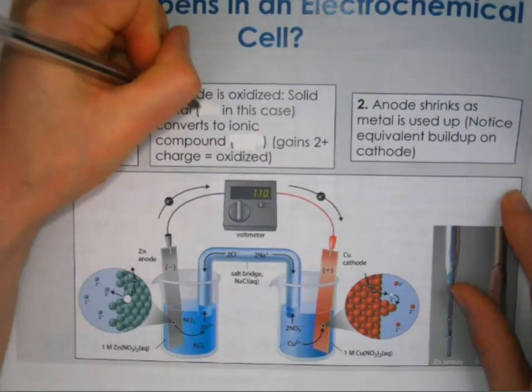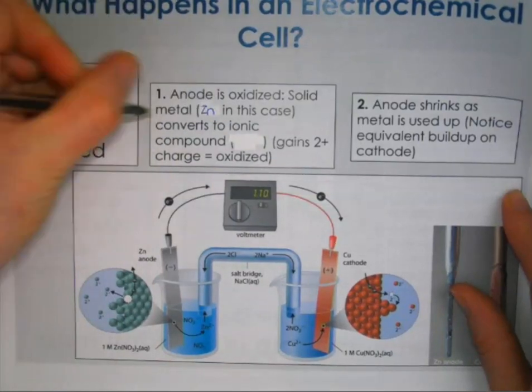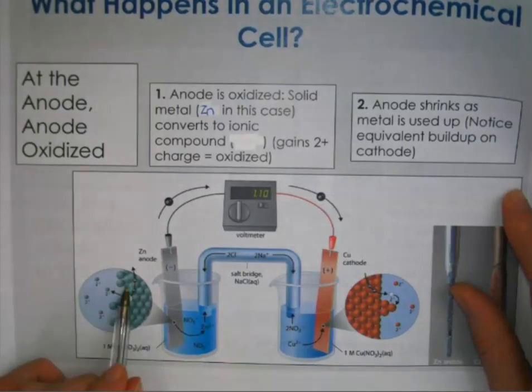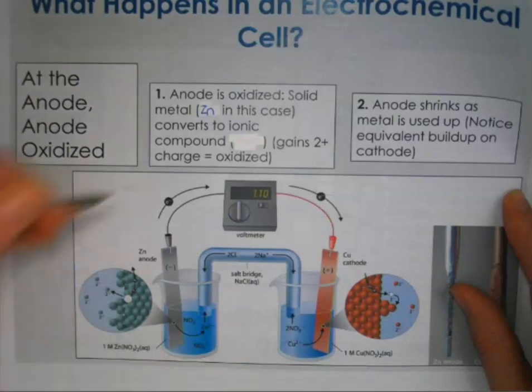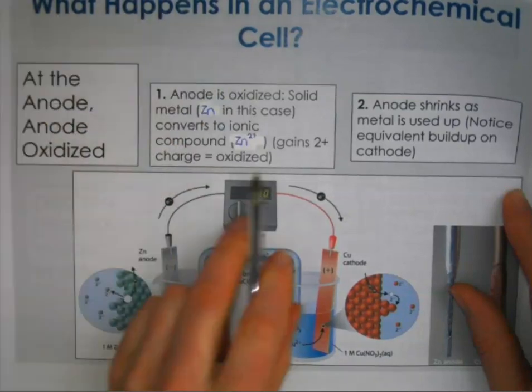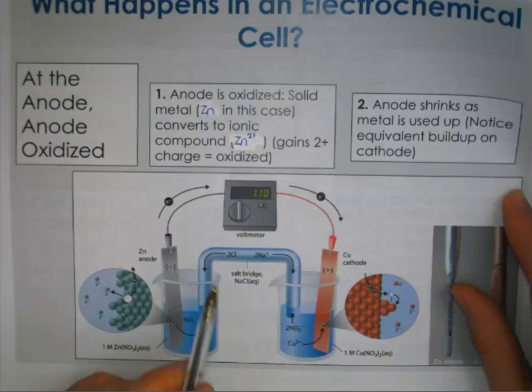So zinc metal in this case converts to an ionic compound, right? So we have zinc here, and then as you can see in this reaction here, because of the oxidation that's happening, we have zinc 2 plus ions being formed. Okay, so it gains a positive 2 charge.